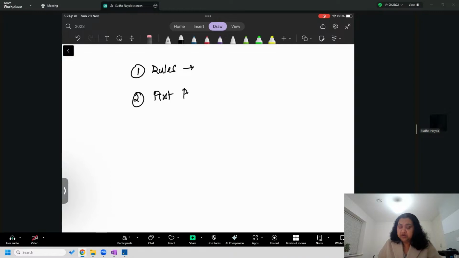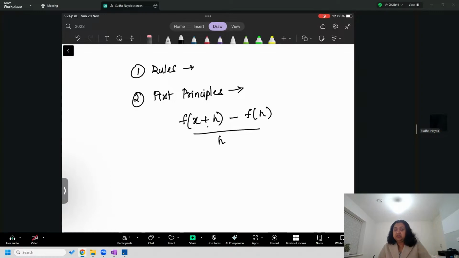Okay, I'm not explaining the first principles now. Second, they will ask the first principle. If you don't know this, please learn it, because they keep on asking this again and again. Please remember the formula: f of x plus h minus f of x, divided by h. It's very easy. You just substitute with x plus h, subtract, and then divide by h. You have to memorize this. That is an important thing. You have to remember this principle, and then you will be able to work on it.